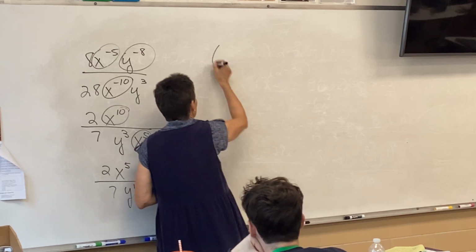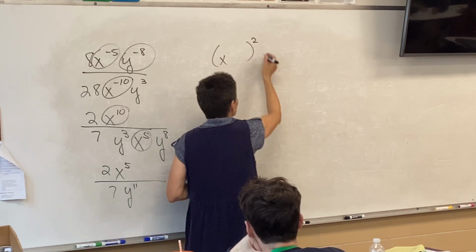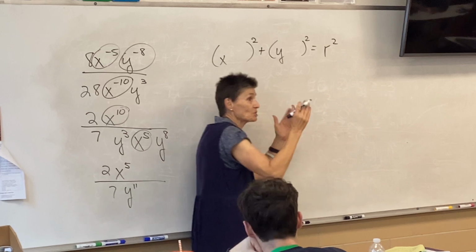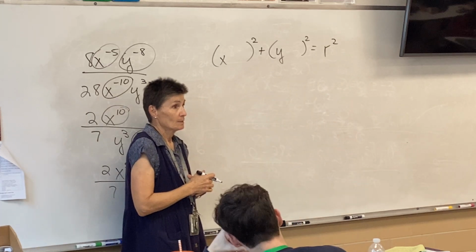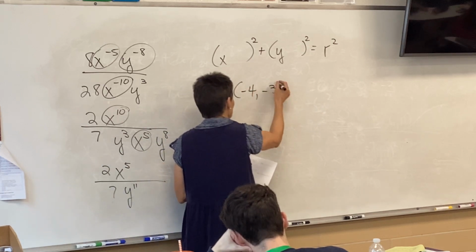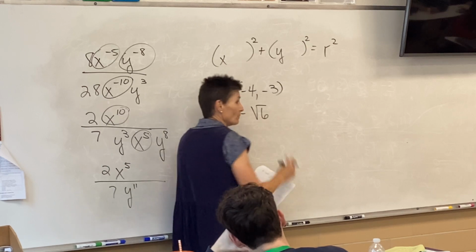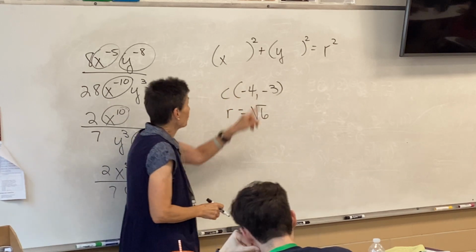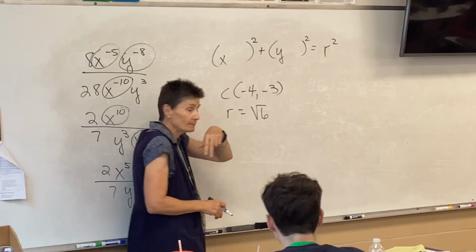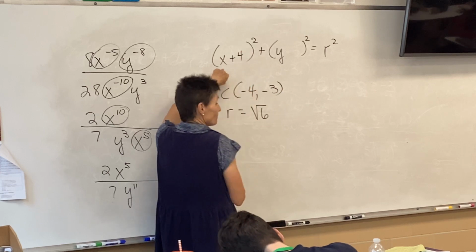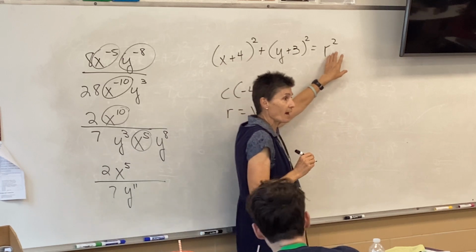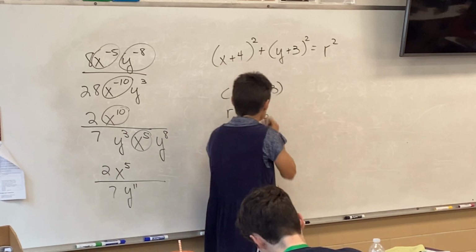What does the equation of the circle look like? x squared plus y squared equal to r squared. That's what the equation looks like. They told me that my center is at -4, -3, and my radius is the square root of 6. So what goes in these parentheses is the opposite of the center, right? So this is going to be x plus 4, y plus 3, and then this guy is going to be the radius squared.